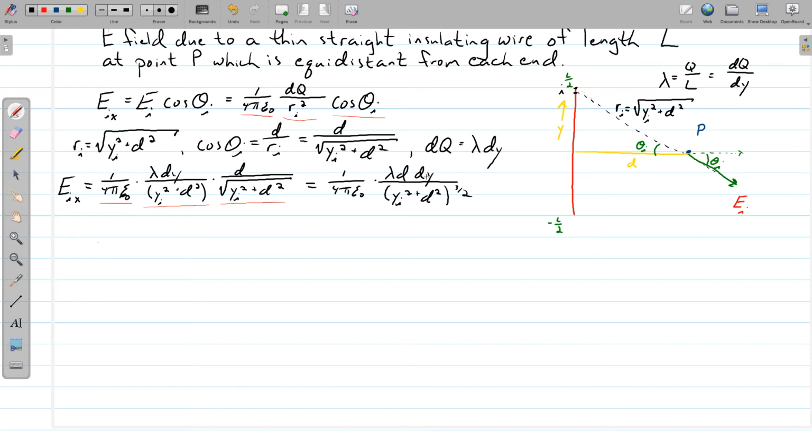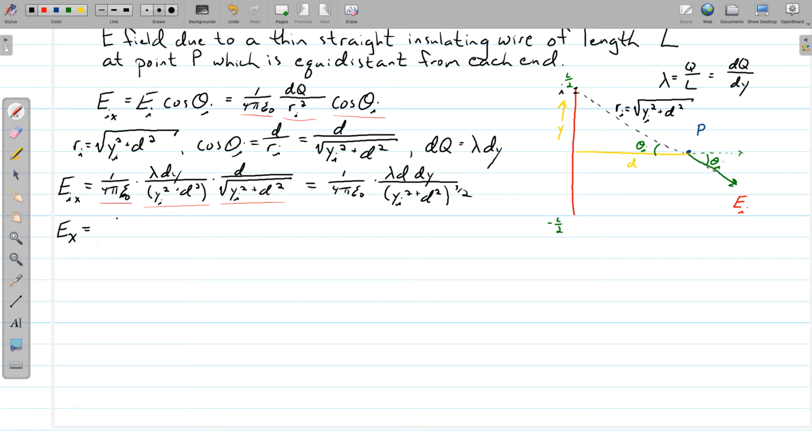So what I want to do now is add up all of the little pieces from here all the way down to here. So when you integrate both sides of the equal sign, you would then have the total electric field in the x equals, okay, the integral. Now I can pull out a whole bunch of constants. Lambda's a constant, d's a constant, 4 pi epsilon naught, those are all constants.